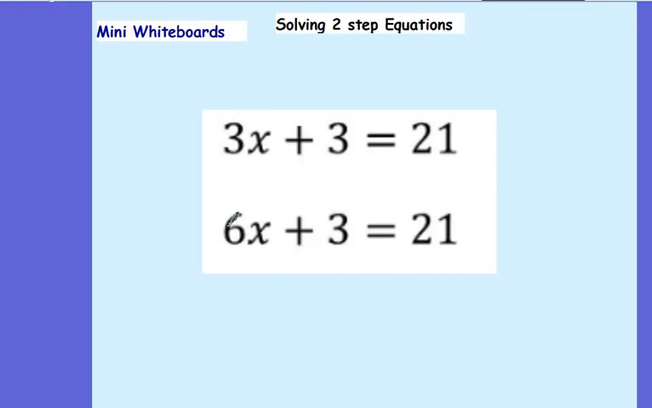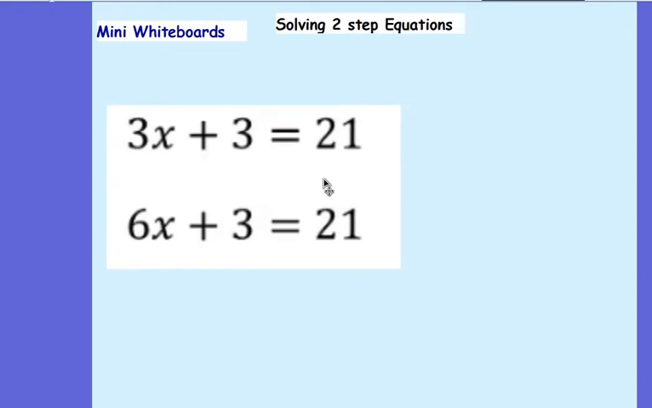Okay, Year 8, how about these two equations? Pause the video in your light blue books or on your mini whiteboards. Solve these now, please.